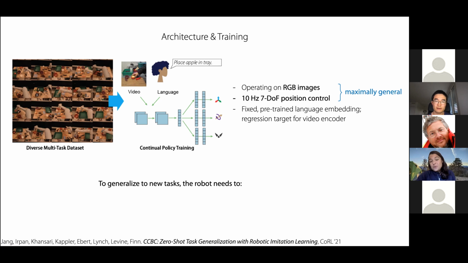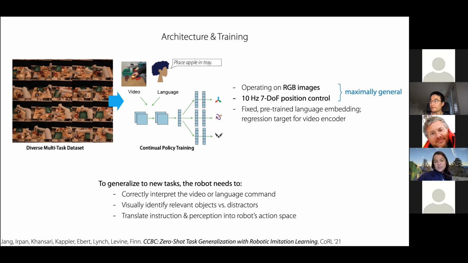And then if we want the robot to generalize to new tasks, it has quite a difficult task that it needs to do. It needs to be able to correctly interpret the command. It needs to be able to visually identify the objects that are relevant to that command versus distractor objects. And it also needs to translate the instruction and the perception into the robot's action space.